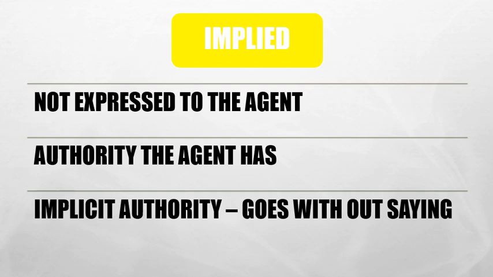An implied authority is not expressed to the agent. It doesn't say, here's written information of what you need to do, but it's still authority that the agent has. It is implicit and it just kind of goes without saying.